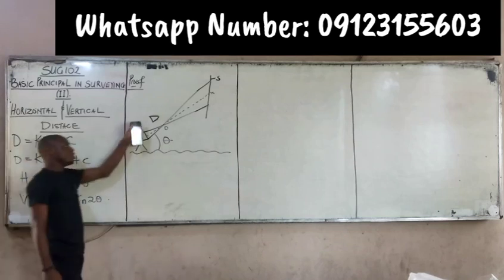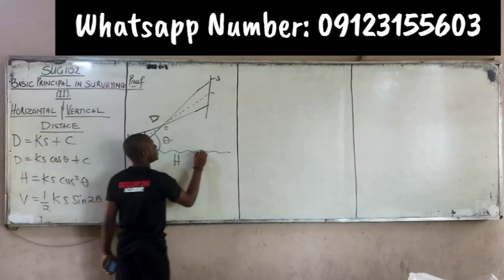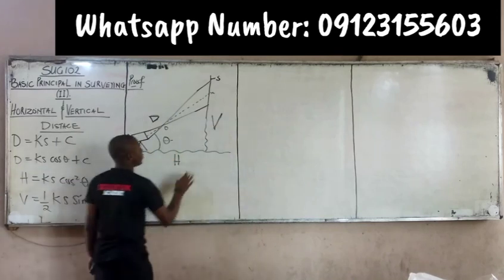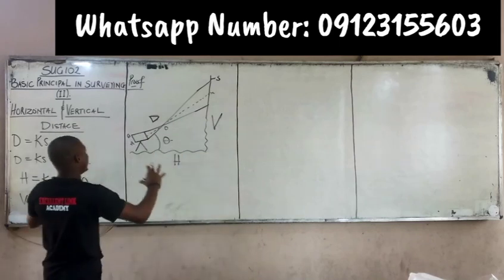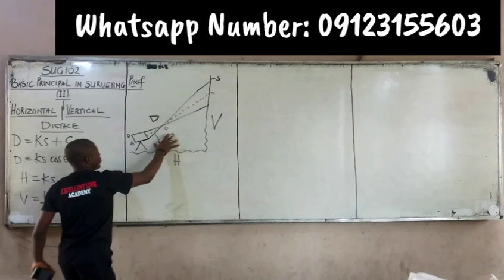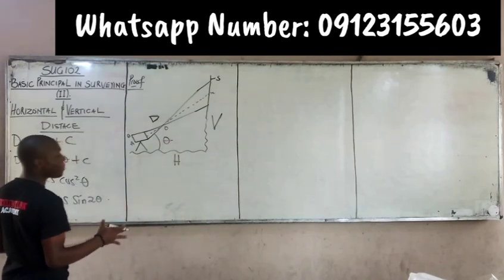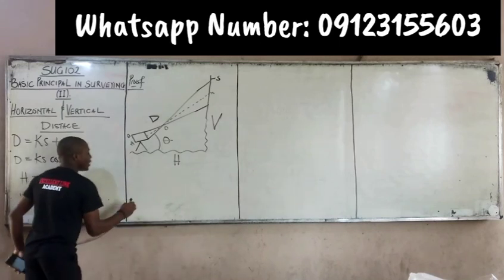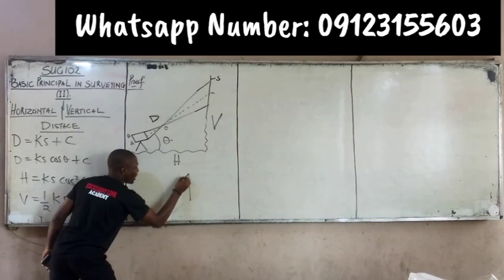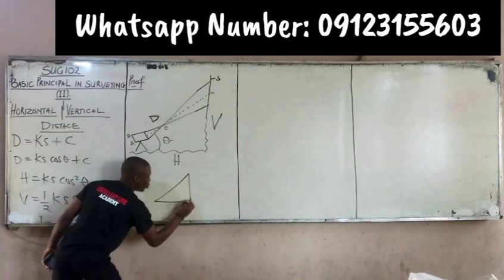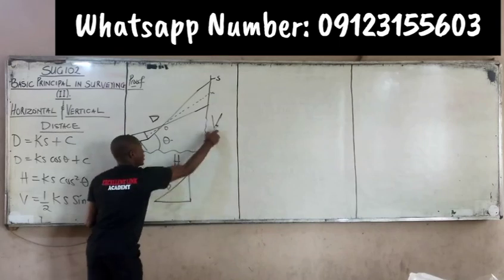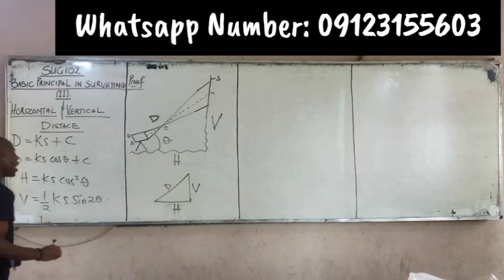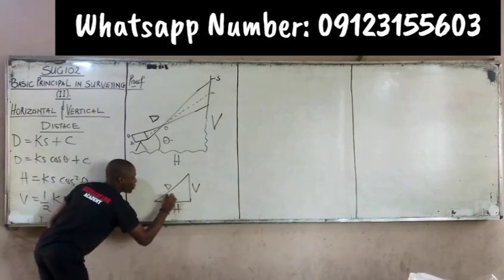So we call this H, and if I take it this manner here, this is V. So this is the imagination for this diagram. If I look at this diagram with a layman's eyes, I can see a right-angled triangle, where here is D, here is V, and here is H, and here is going to be theta.